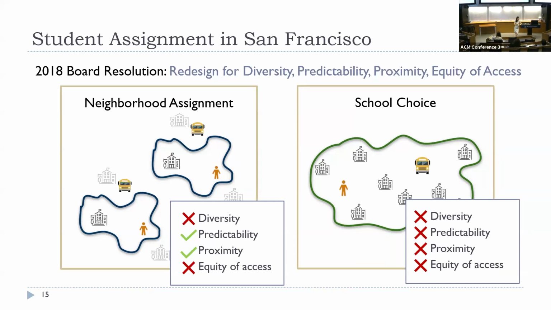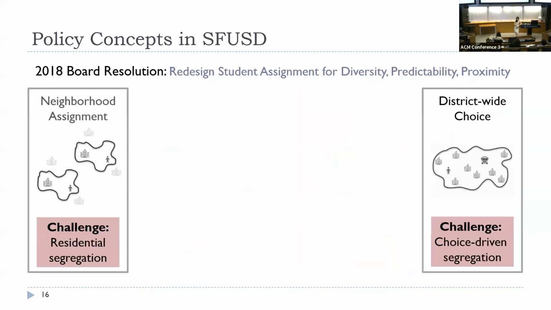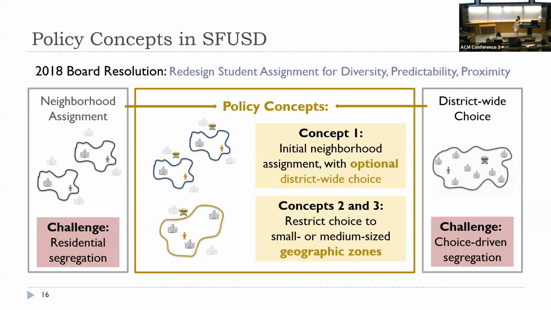And so they said, well, if these two common approaches are not working, maybe we can try to address some of the challenges, right? That the neighborhood assignment is facing the problem of residential segregation. The neighborhoods are too segregated. District-wide choice is facing the challenge of choice-driven segregation. And so maybe we can try to address both of these using these policy concepts. This was their thinking. I don't know how all the logical steps tie together.